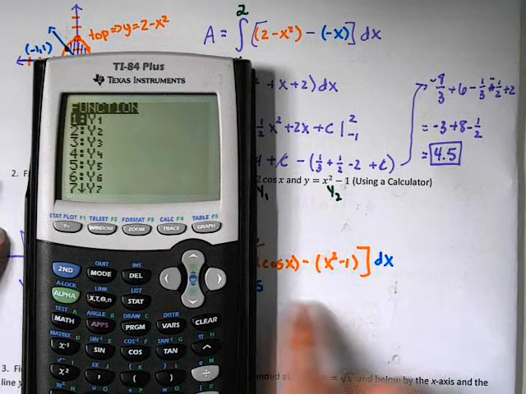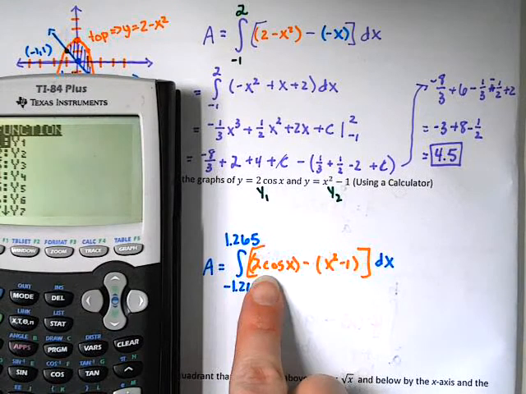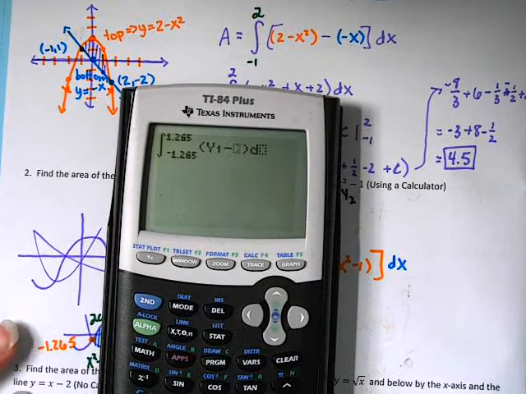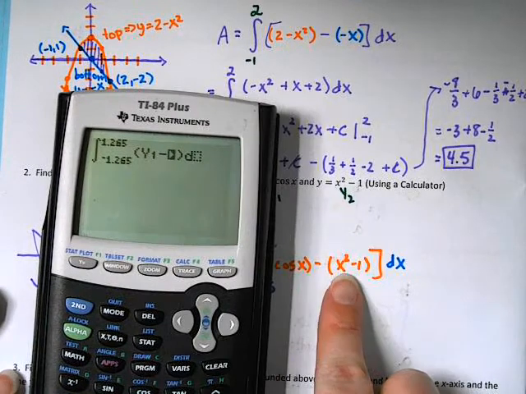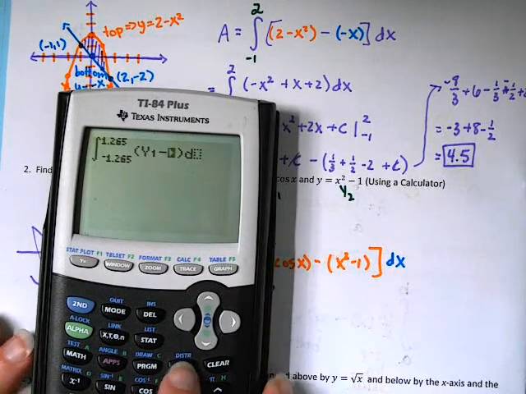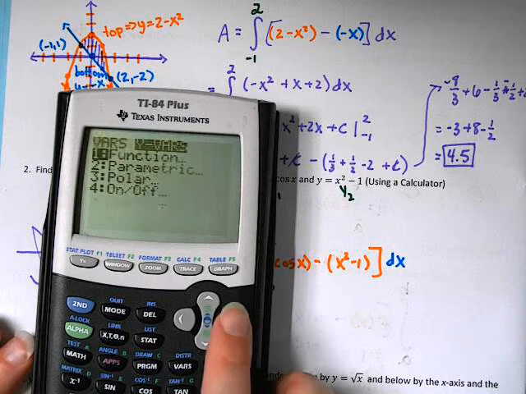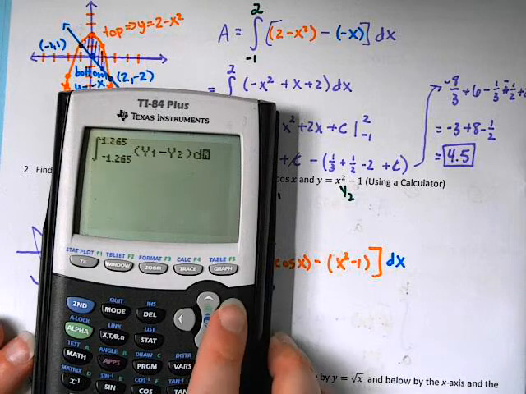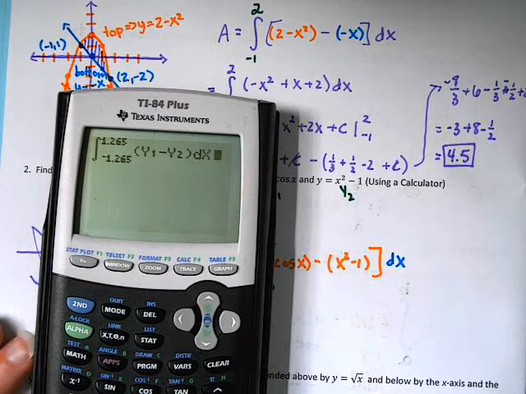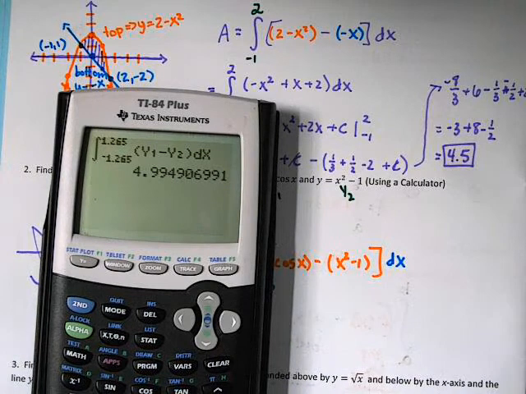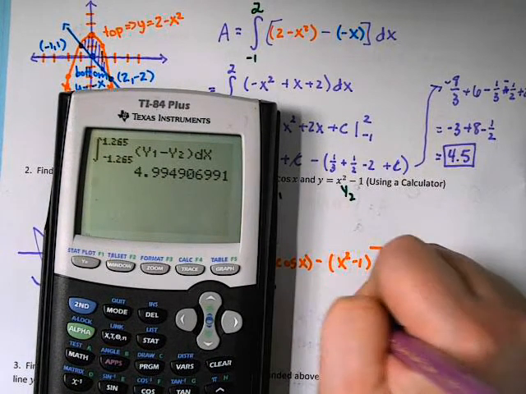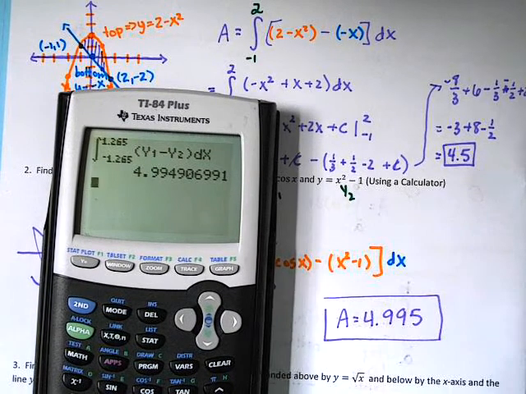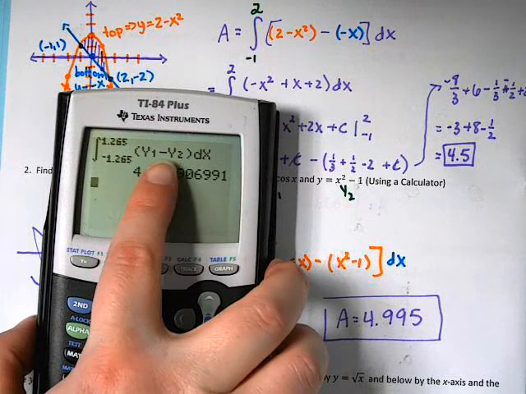And so I know that I want the cosine function to be the first one, and that's my y1. So I'm going to pick y1. And then I'm going to subtract my lower function, which in this case was y2. So I'm going to do the same thing. I'm going to hit the variable button, go over to y variables, and pick y2 as my function. And then I'm going to go to dx, and I'm going to have it find the area. So the area is 4.995.